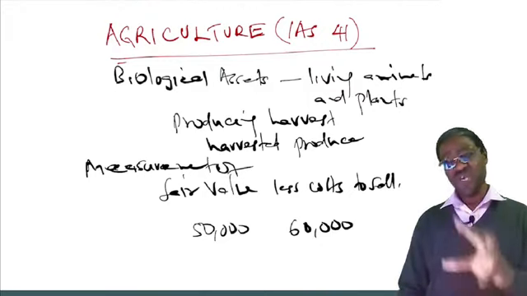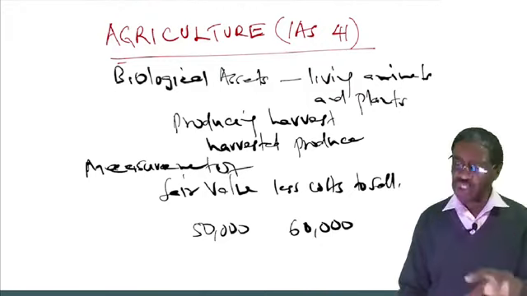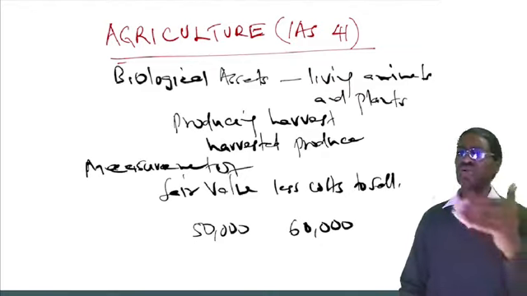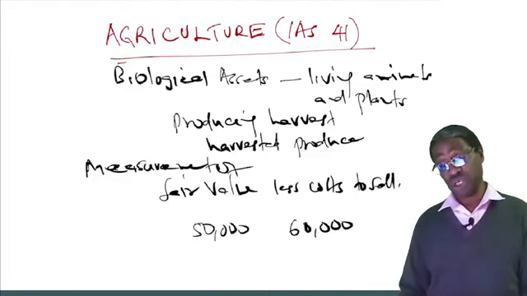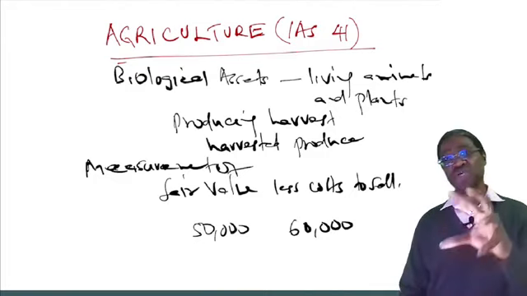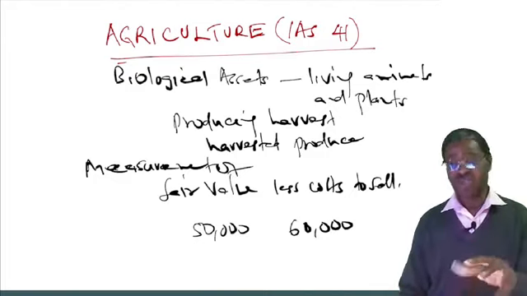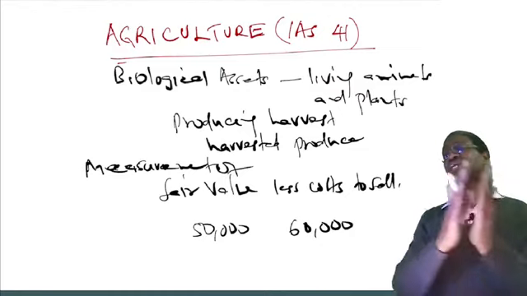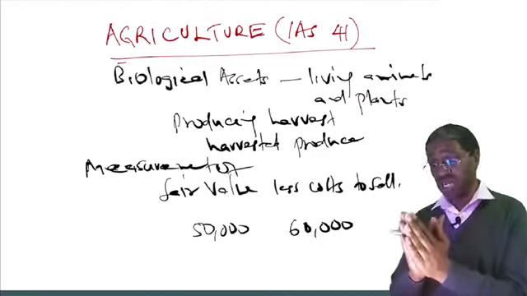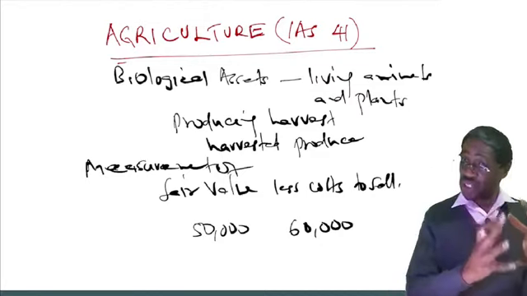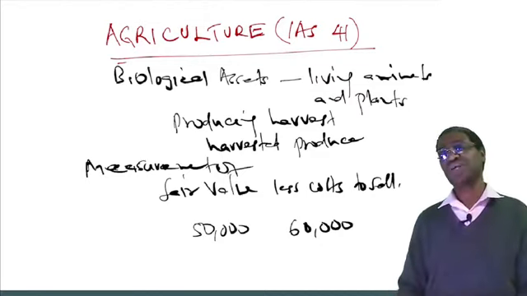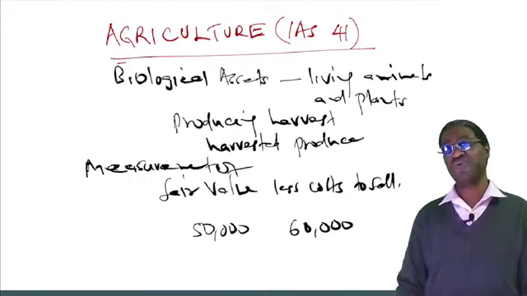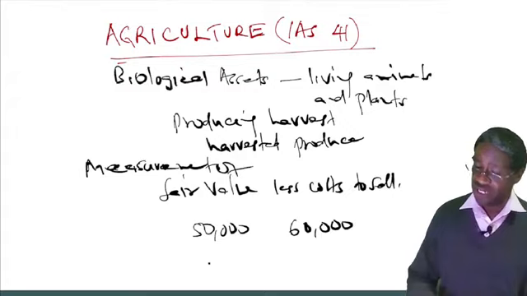Okay? Then we have said, how do you measure your biological assets? Whether they are animals or they are plants, how do you measure them? The requirement is you should measure them at fair value. On initial recognition, they should be measured at fair value. And even at the end of the year, they should be measured at fair value. And again, I've said the change in fair value is the one you take to the profit and loss.